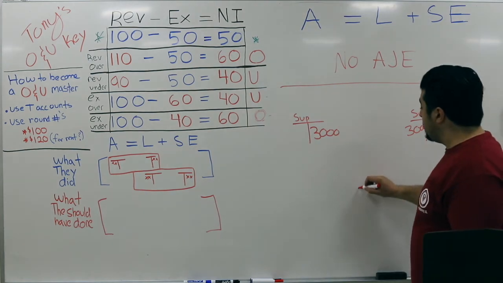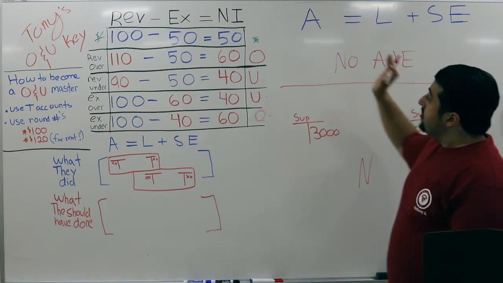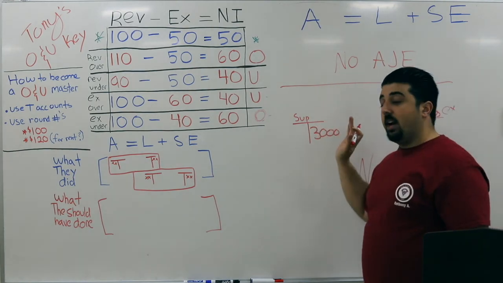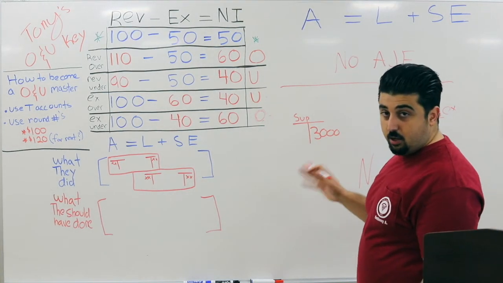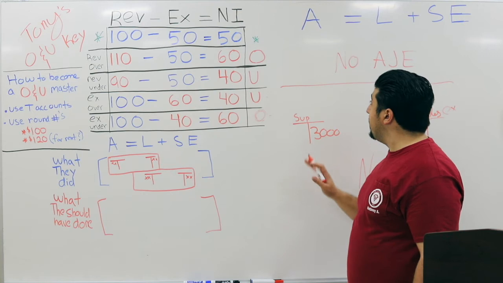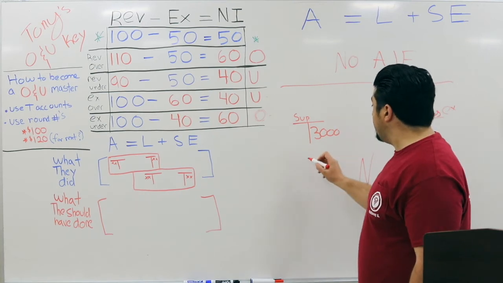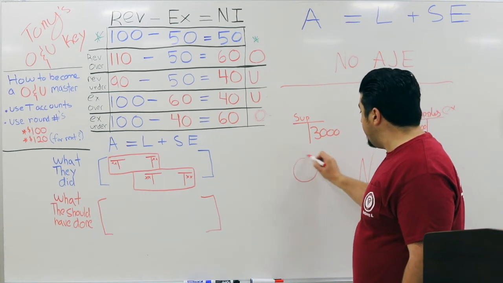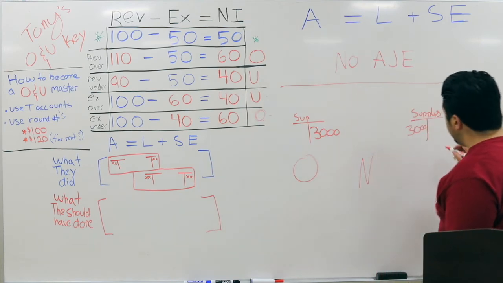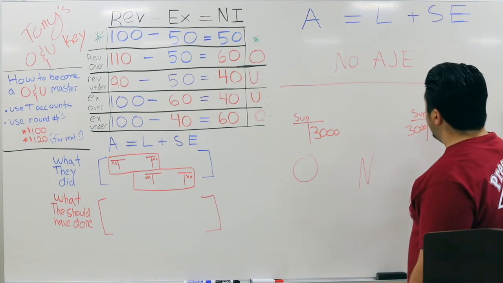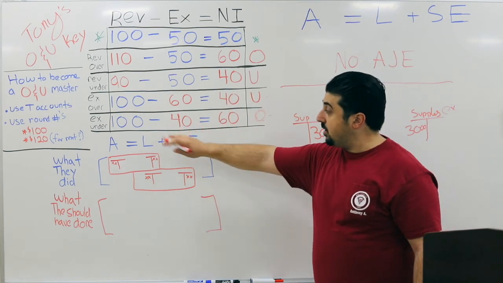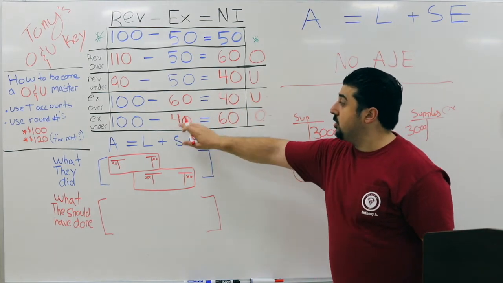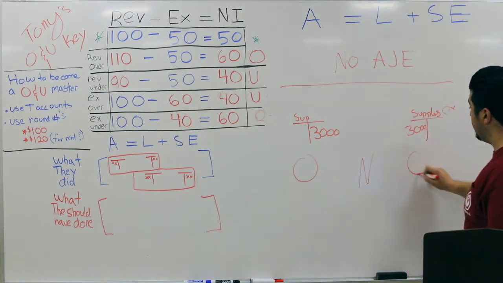Liabilities, nothing was touched. So N. Assets, we're showing that we still have 3,500 of supplies, but they don't. They forgot to do the adjusting journal entry. So they're overstating their assets, and they under expensed their expenses. So overstating net income.